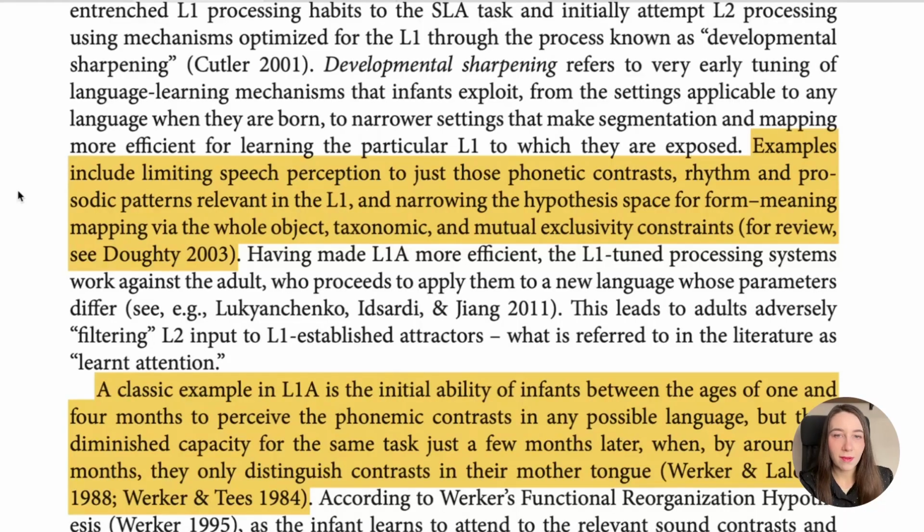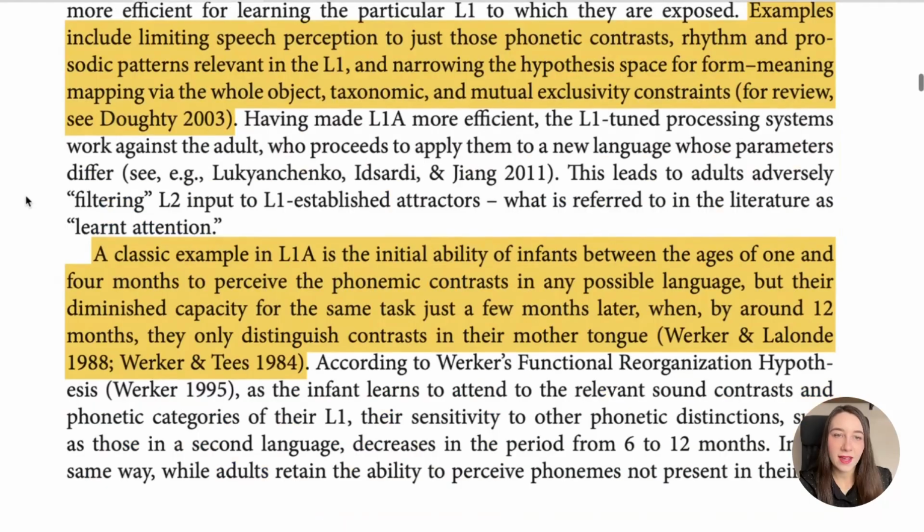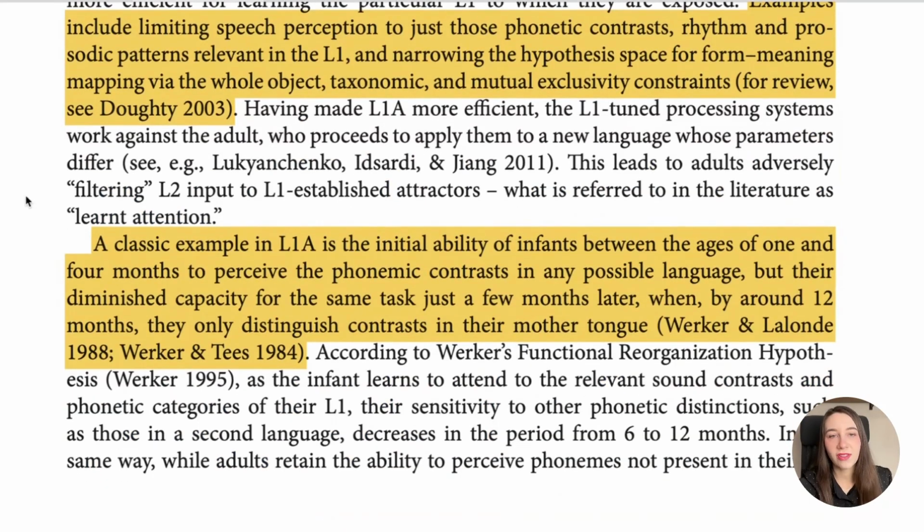when you learn your first language, your thinking becomes optimized for processing that language. So as we get older, this becomes entrenched, and your first language becomes like your brain's default settings. And so just to read some examples from the text, a classic example in first language acquisition is the initial ability of infants between the ages of 1 and 4 months to perceive the phonemic contrasts in any possible language, but their diminished capacity for the same task just a few months later when, by around 12 months, they only distinguish contrasts in their mother tongue.